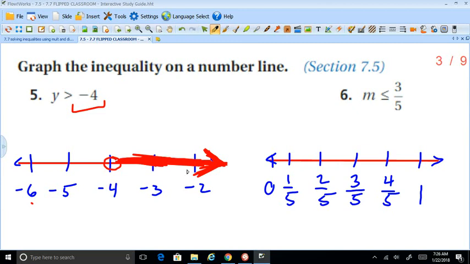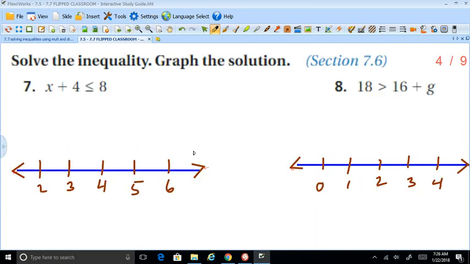Number 6, m is less than or equal to 3/5. So again, this time it has the or equal to part. I'm going to put my attention number as 3/5. I'm going to have a closed dot on 3/5 because I'm including 3/5 as part of my solution set. And since it's less than, I'm going to put 0 in there. And 0 makes it true, 1 makes it false. I go towards the true side, towards 0, to the left. And I'm going to shade in, including the arrowheads, to the left.